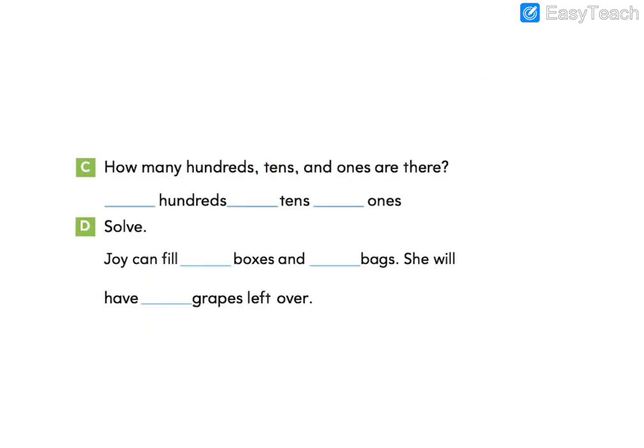Let's look at letter C. How many hundreds, tens, and ones are there? Go ahead and look back at your picture. Fill it in. You should have found there were 2 hundreds, 7 tens, and 5 ones. Now remember, each 100 is equal to a box, tens a bag, and our ones are what are left over. So we know Joy can fill 2 boxes and 7 bags, and she'll have 5 grapes left over.